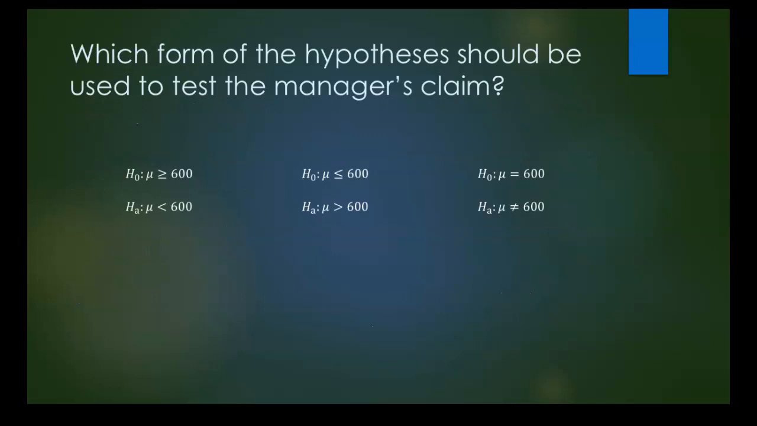Which form of the hypotheses should be used to test the manager's claim? Well, the claim is that the mean guest bill for a weekend is $600 or less. Another way that we can write that is mu is less than or equal to 600. The opposite of that is mu is greater than 600. And so we see that in that middle pair. So that middle pair makes up our null hypothesis and our alternative hypothesis.